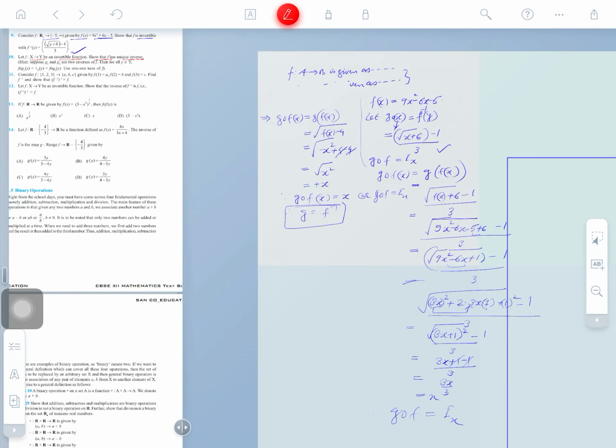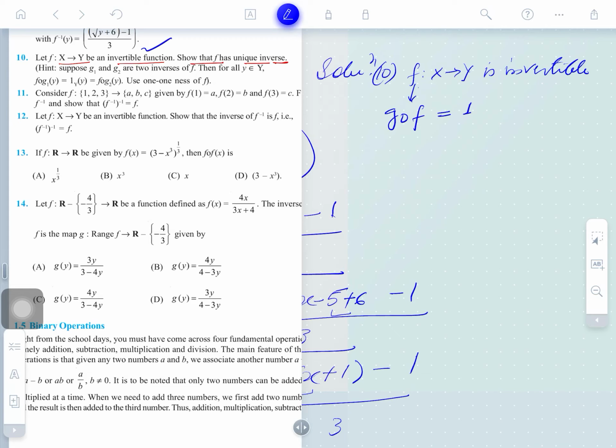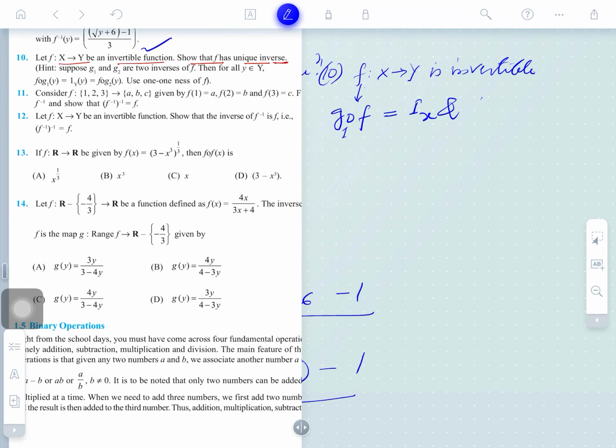We are solving question number 10. F is a function from capital X to Y, and it is invertible. Then we have to prove the uniqueness of the invertibility. We can explain here. Suppose there are two functions here, that means g o f, if f is invertible, then g o f will come as Ix, right. So, we are just supposing that it is one function as Ix, and it has two inverses there, that is g o f and f1 o f is equal to Ix, you just understand here.